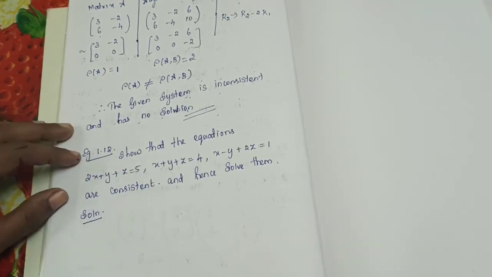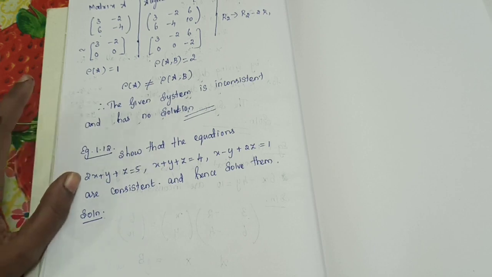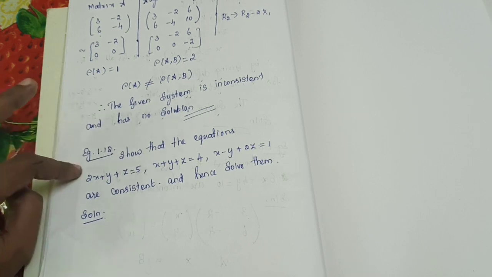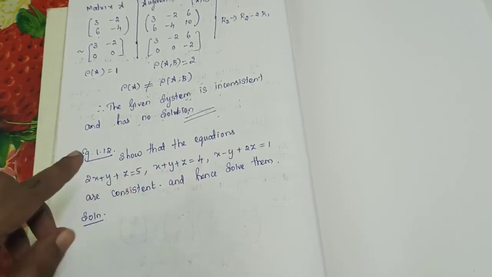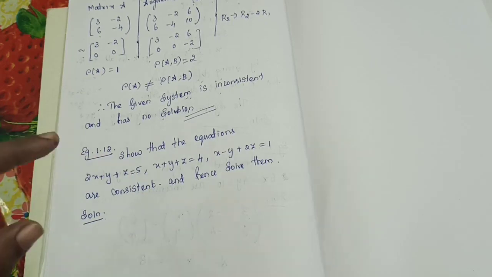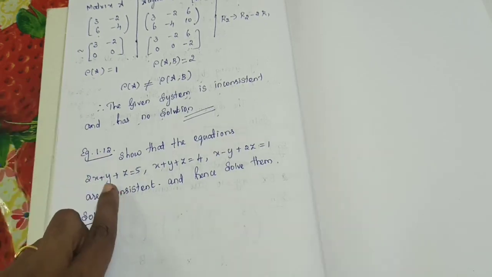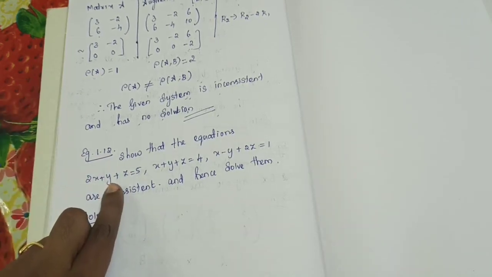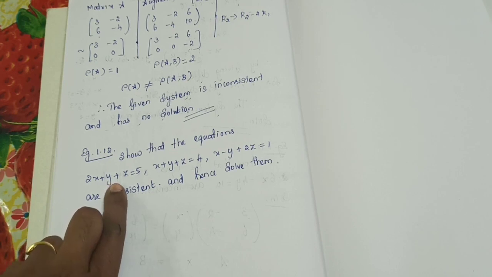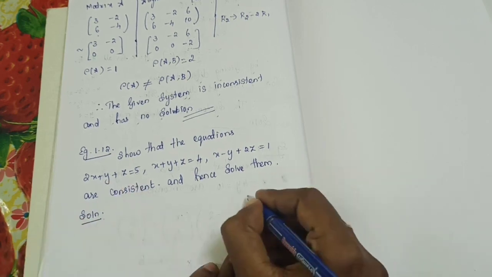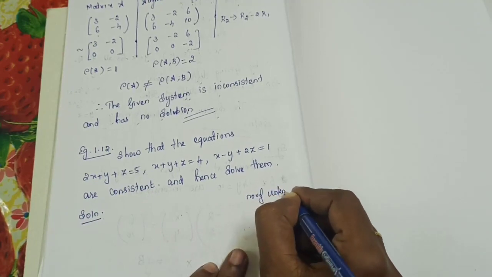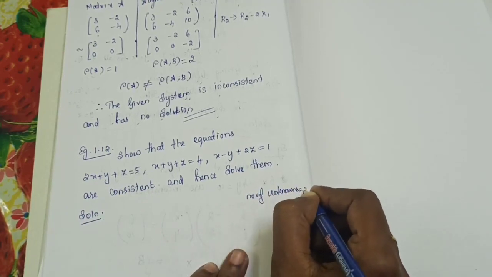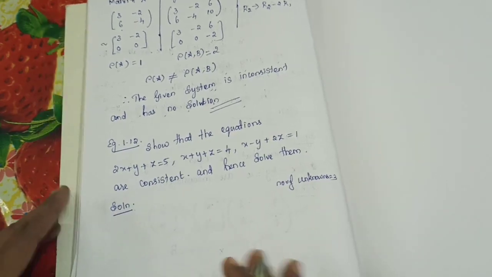Next question is example 1.12. The previous 3 questions had a 2 by 2 matrix. So this one is somewhat different. Show that the equations, with 2 unknowns we have learned, so this one has 3 unknowns. That's the difference. How many unknowns are there? 3 unknowns: x, y and z. So first itself, write on the side: number of unknowns is equal to 3. The remaining is the same as the previous question.